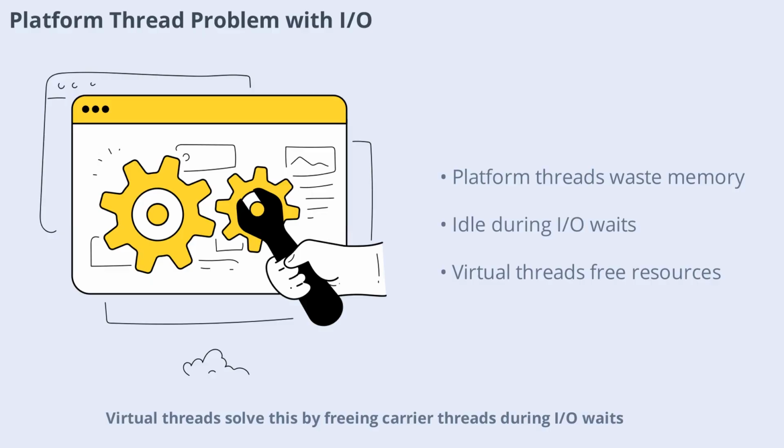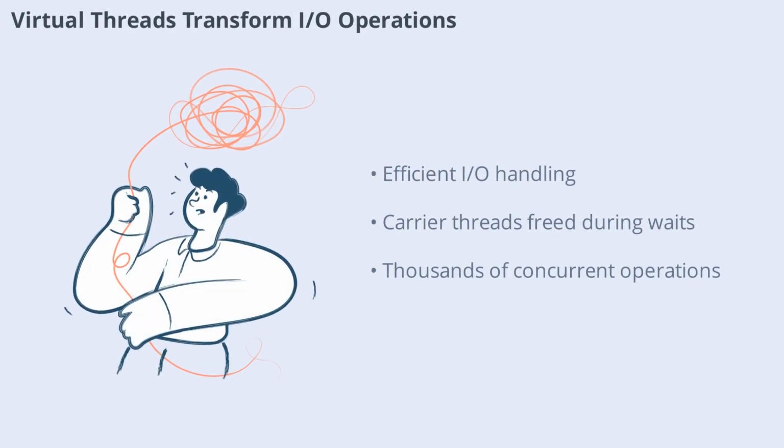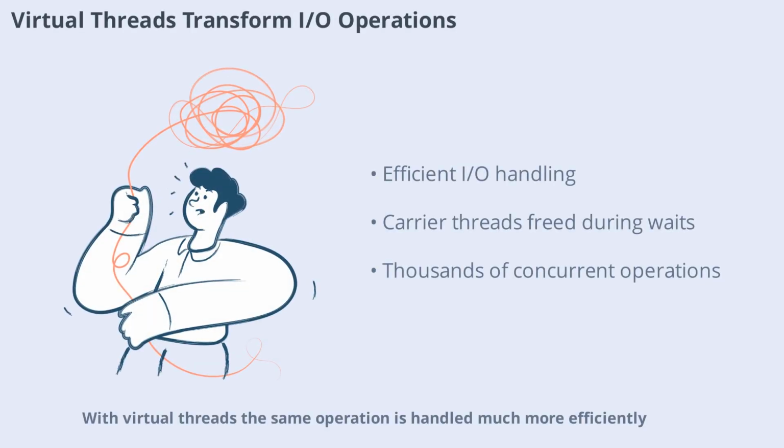Virtual threads solve this by freeing carrier threads during I/O waits. With virtual threads, the same operation is handled much more efficiently. When a thread receives a request, it mounts on a carrier thread. During database or API calls, it unmounts, freeing the carrier thread for other tasks. Carrier threads are only occupied during actual CPU work, allowing thousands of concurrent I/O operations with minimal memory usage.